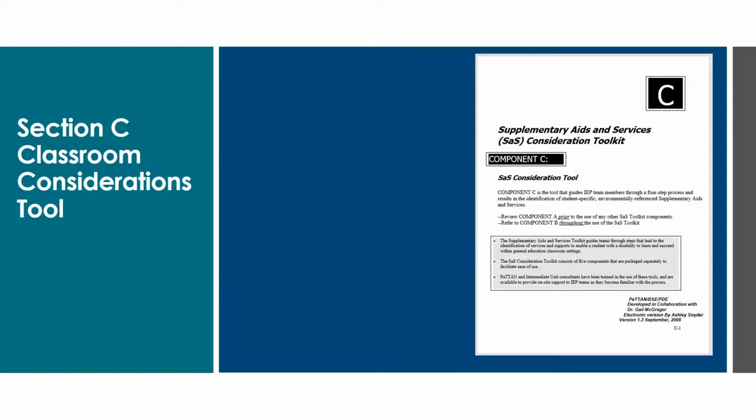So now let's move on to the next section, which is component C. It is the classroom considerations tool. So this is where the meat of the meeting will take place. So this is where you're going to gather all of that information. And again, you can see the cover page looks very similar to the other ones.